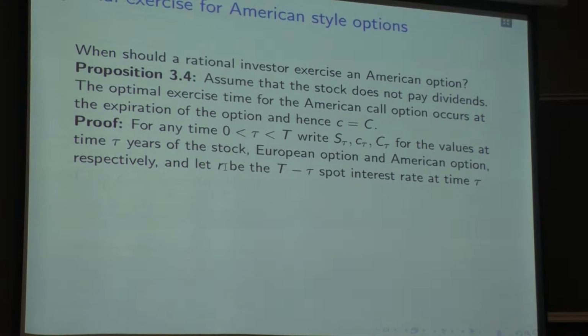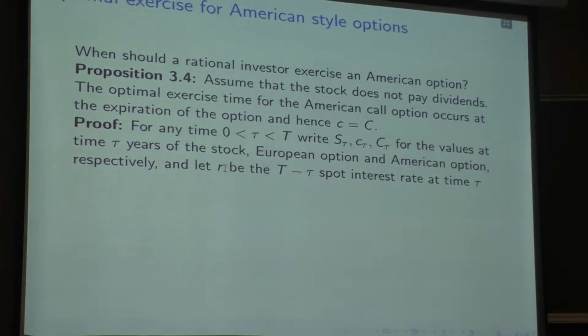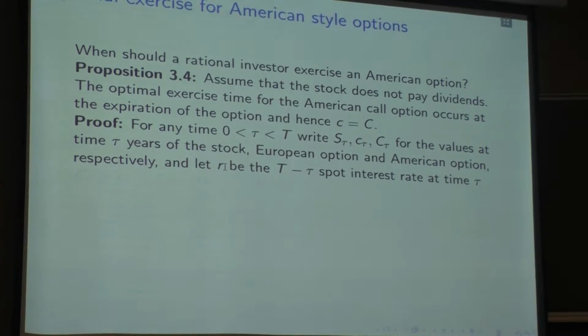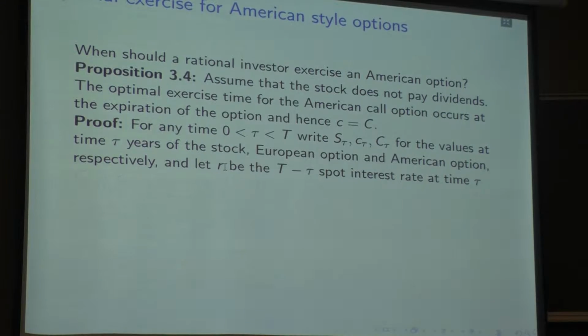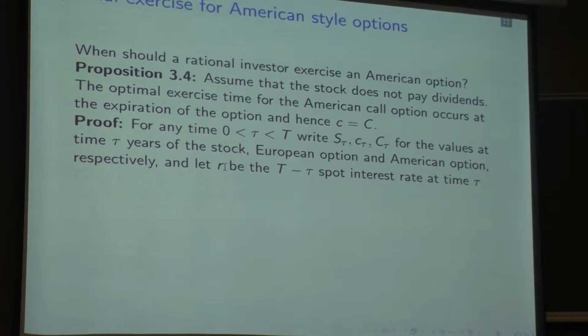The t minus tau spot interest rate at time tau. So what am I talking about? I'm talking about some time between 0 and t, some time tau. So what is this thing I'm calling r tau? It's an interest rate. I don't know what it is at time 0. It's an interest rate that we're going to observe at time tau, for deposits you can make between time tau and time t. So I don't know what that is, but when you get to time tau, that is going to be revealed to you.